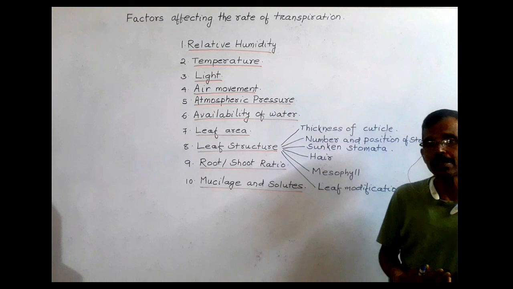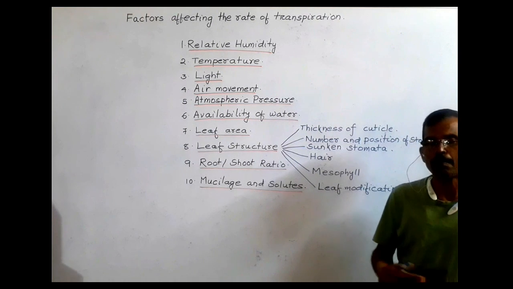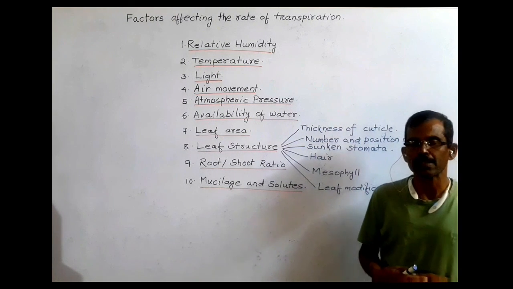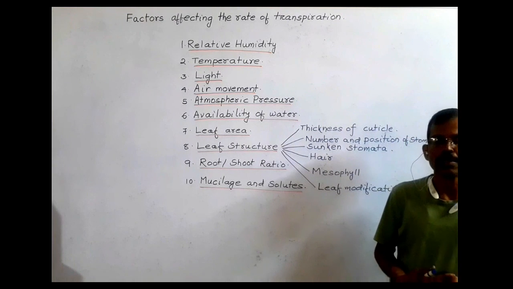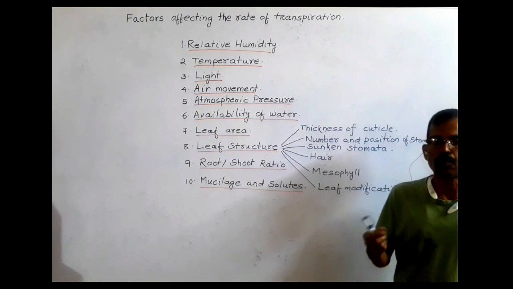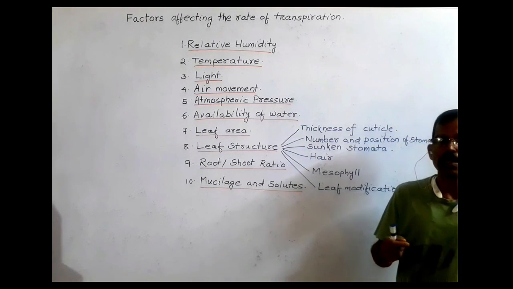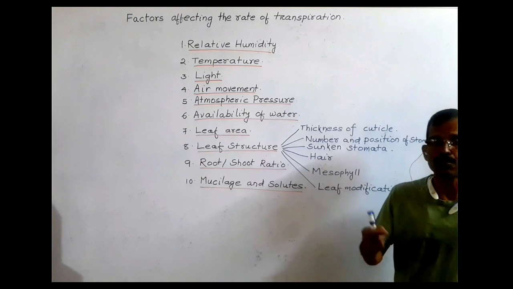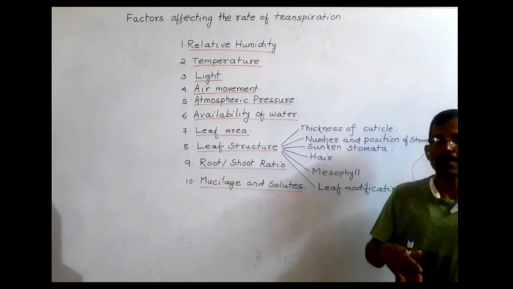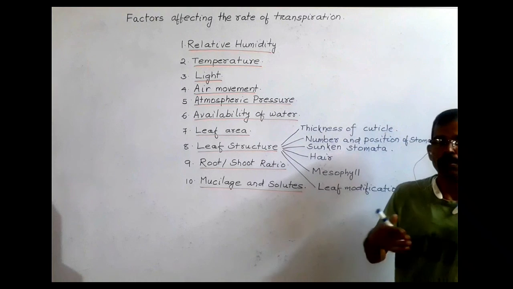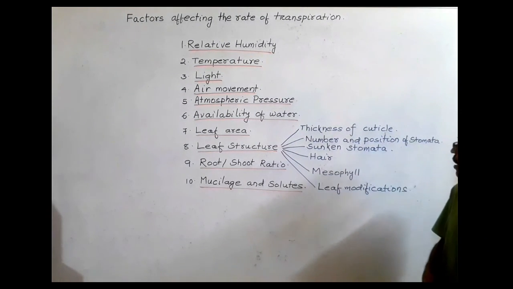But when the leaf has stomata mainly in the lower epidermis, under that condition, the rate of transpiration will be somewhat less as compared to the leaf which has an equal number of stomata in both upper epidermis and lower epidermis.